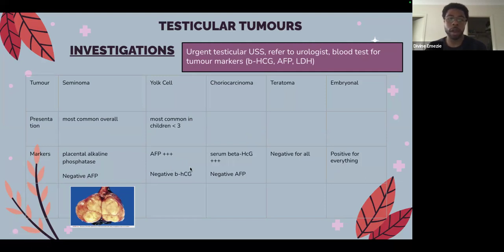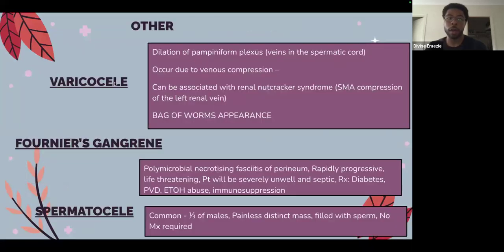The main idea being that AFP is highly elevated in yolk sac tumors, beta HCG in choriocarcinoma, which makes sense because this is related to the placenta. And then teratomas are negative for everything. Seminomas are the most common. Embryonal carcinomas are positive for everything. And that's about it. Lastly, just some other things to think about.